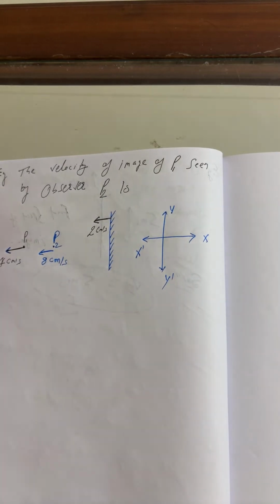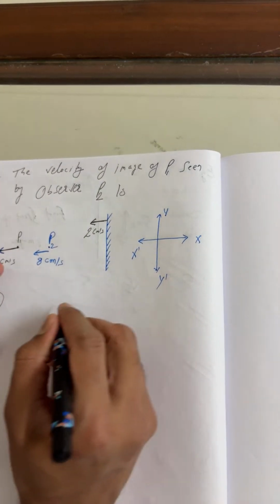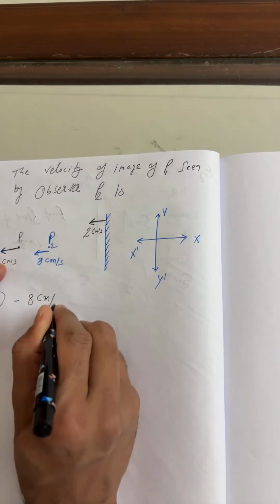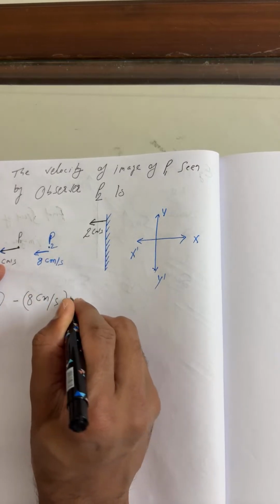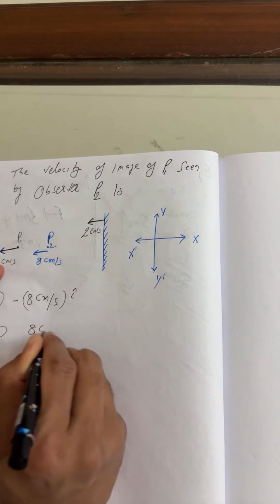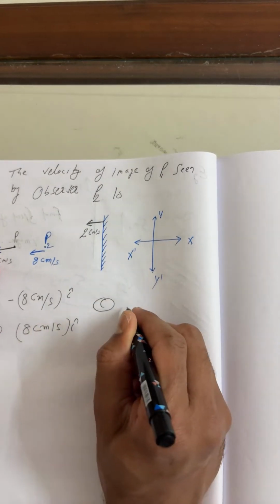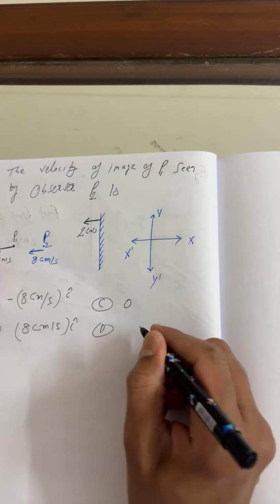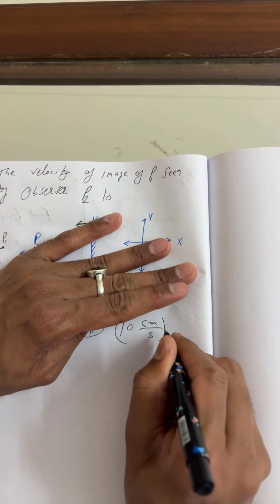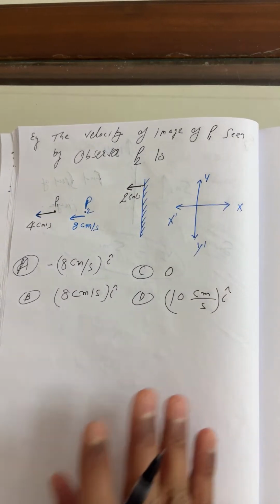There is an option, I forgot to give you. More than one can be correct. This is option A: minus 8 centimeter per second, I cap. B: 8 centimeter per second, I cap. C: it is 0. D: this is 10 centimeter per second. Simple. This is the condition. It's a good question here.